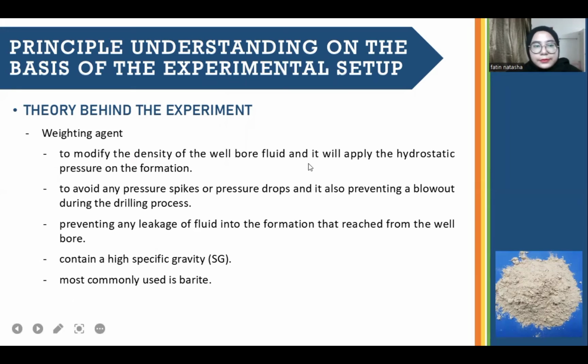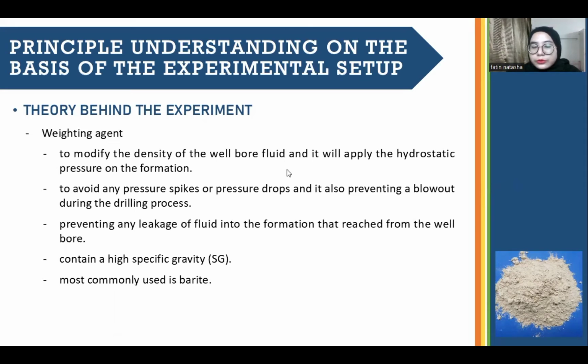Weighting agent is used to modify the density of wellbore fluid, and it will apply hydrostatic pressure on the formation. It is also used to avoid any pressure spikes or pressure drops, and also to prevent a blowout during the drilling process. A weighting agent also prevents any leakage of fluid into the formation from the wellbore.